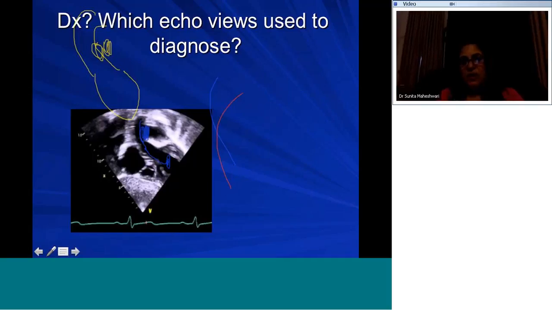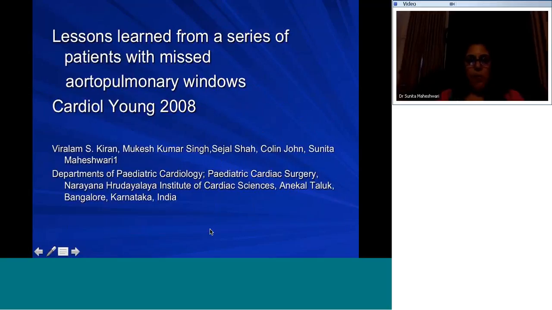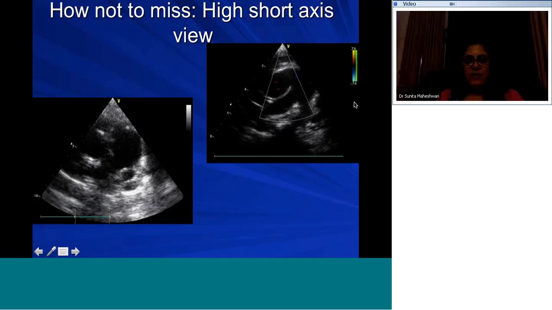your suprasternal. When you see your arch like this, right, typically your RPA lies here. So if you see a gap here in your suprasternal view, that is also suggestive of an AP window. So if you look at this, this is your high short axis view on the right, and on the left is your regular short axis. So when we say high short axis, it means you go one space higher. And that's when you can get an image like this, where you won't miss an AP window.